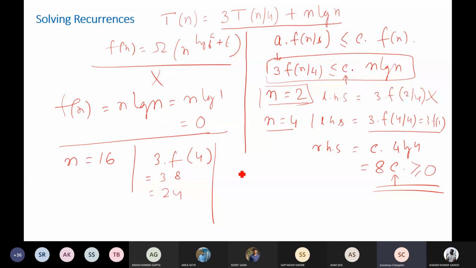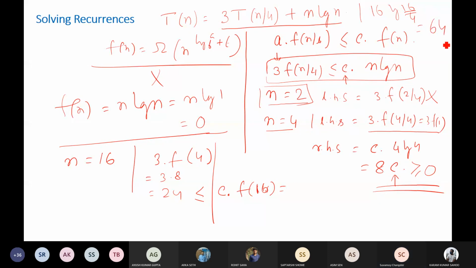Right hand side is some constant c into f of 16. Let us check what is the value of f of 16. F of 16 is equals to 16 into log 16. Log 16 is 4, right? So 16 into 4, 64.